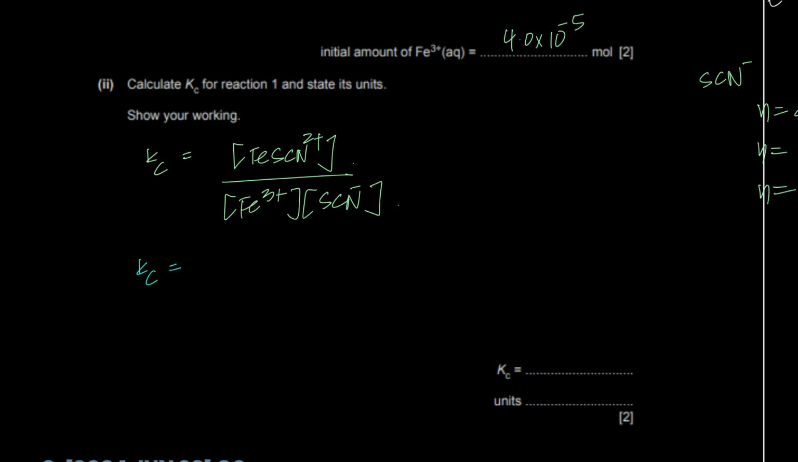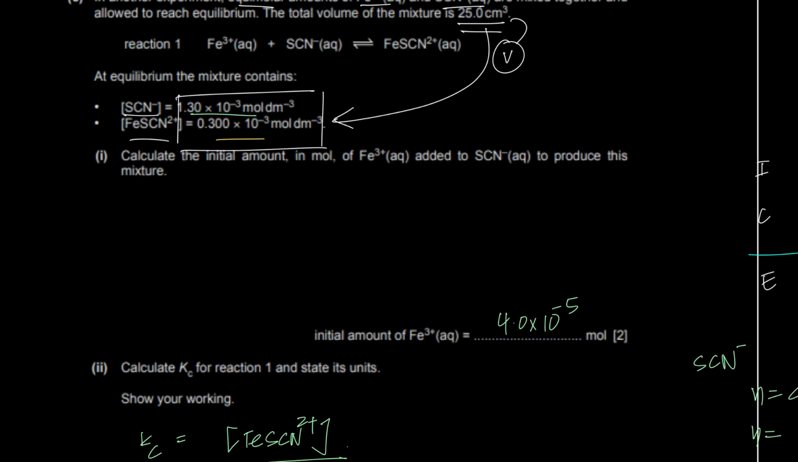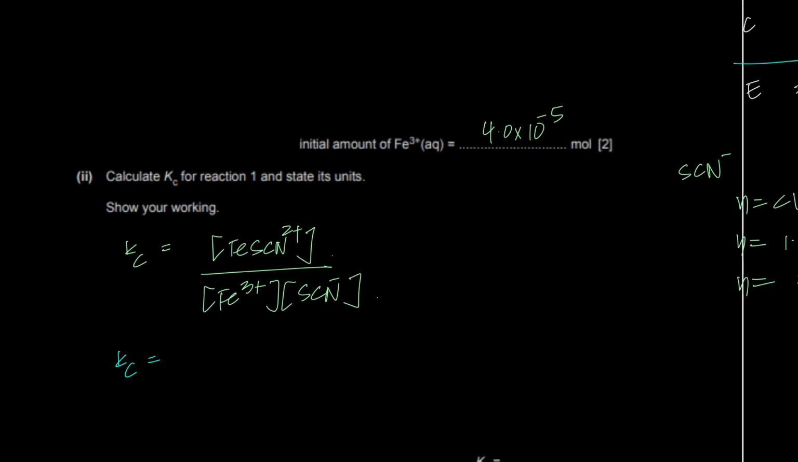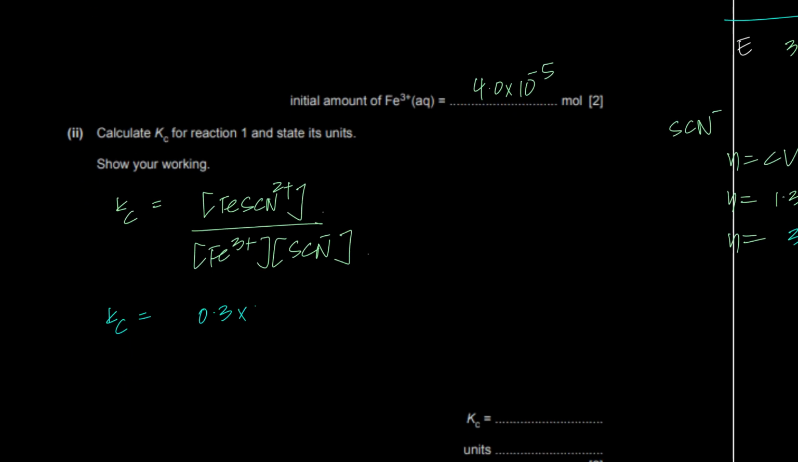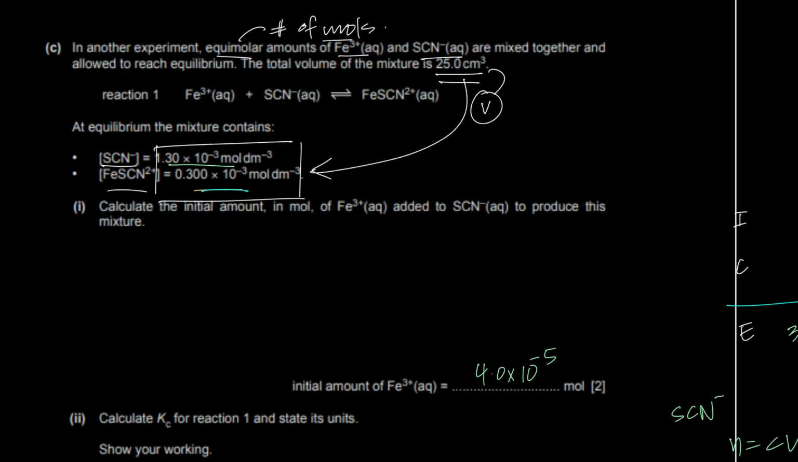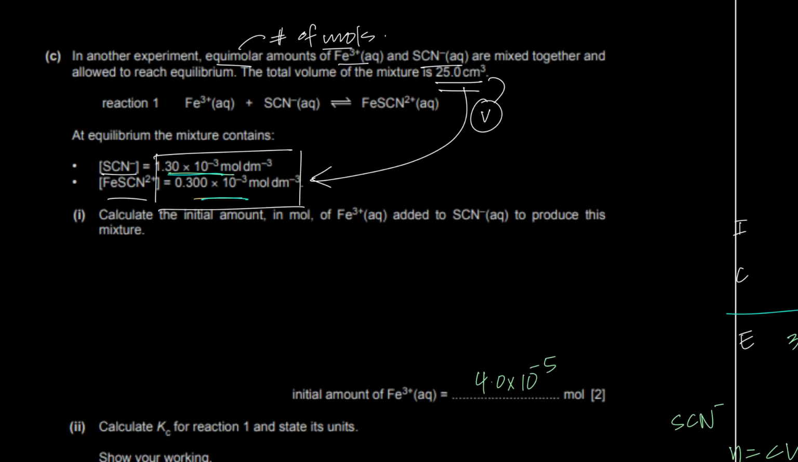Sir, what's the concentration of FeSCN2+? That is 0.3 into 10 raised to the power minus 3. See, these are concentrations now. 0.3 into 10 raised to the power minus 3. That's the concentration at equilibrium divided by 1.3 into 10 raised to the power minus 3.